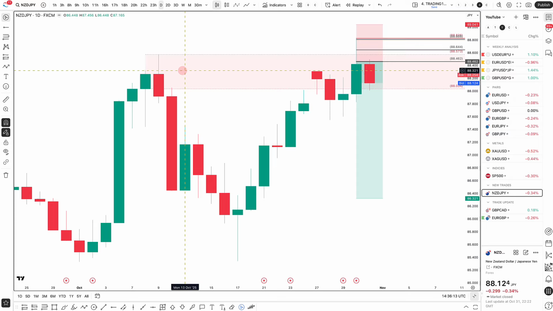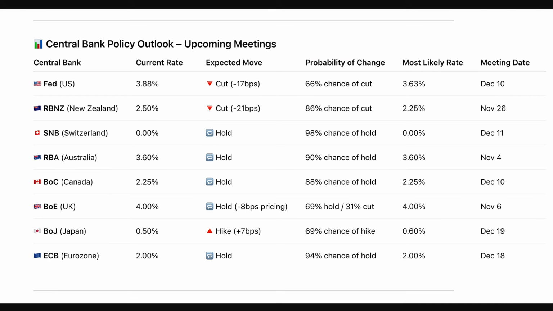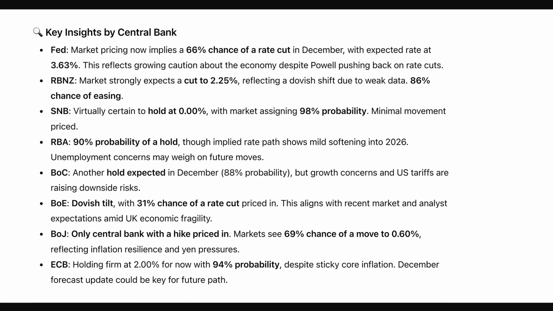Fundamentally, the New Zealand dollar, they are looking to cut rates. You can see here the New Zealand dollar, 86% chance of a rate cut. And also, a little bit more analysis. It says here, market strongly expects a cut to 2.25%, reflecting a dovish shift due to weak data, 86% chance of easing. So that's the RBNZ right here. In fact, just so that you can see where I am right there.